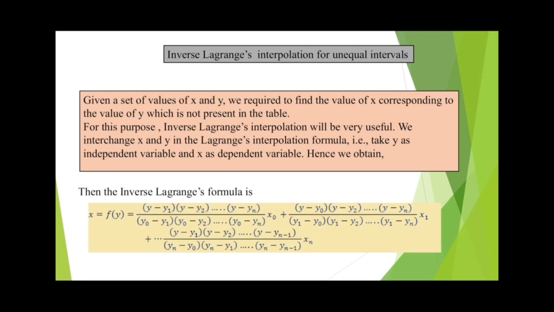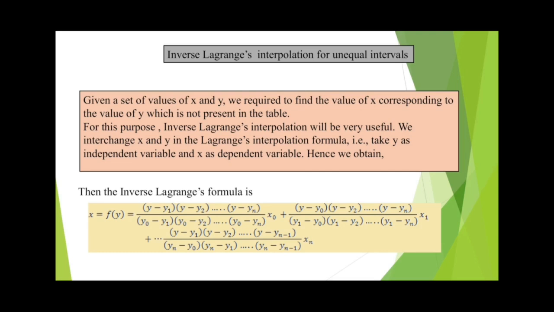Now let us discuss the inverse Lagrange's interpolation formula for unequal intervals. In the normal Lagrange interpolation method, we are given the x value and our objective is to find the corresponding y value. However, there are situations where the y value is given and we need to determine the corresponding x value. In such cases, we use inverse Lagrange's interpolation. As mentioned here, when a set of x and y values is given, we are required to find the value of x for a y value that is not available in the table.